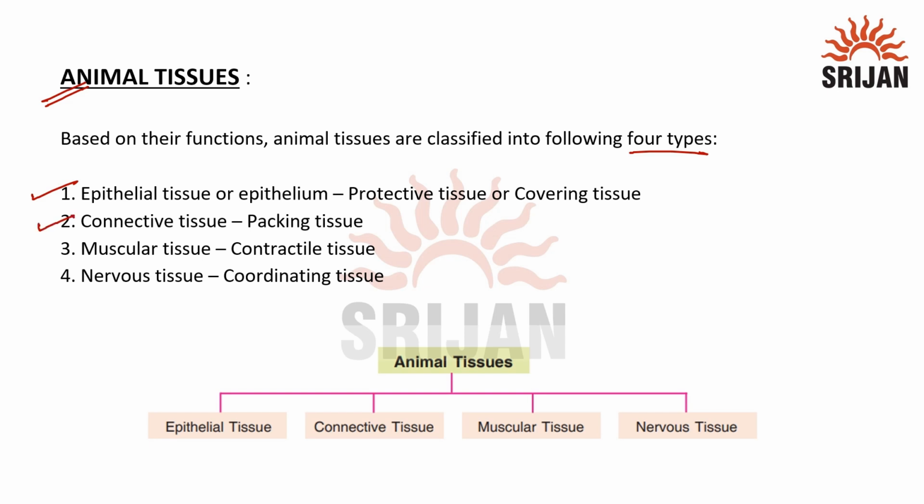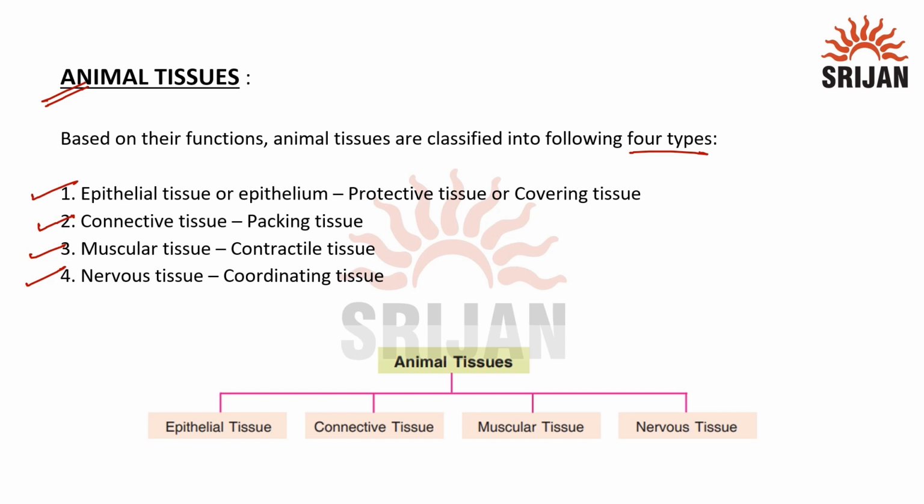The second tissue is called connective tissue, which is the packing tissue, and the third tissue is called muscular tissue, which is nothing but the contractile tissue responsible for contraction and relaxation. The fourth type of animal tissue is called the nervous tissue, which is responsible for control and coordination. It is the one which is responsible for carrying messages from one place to another.